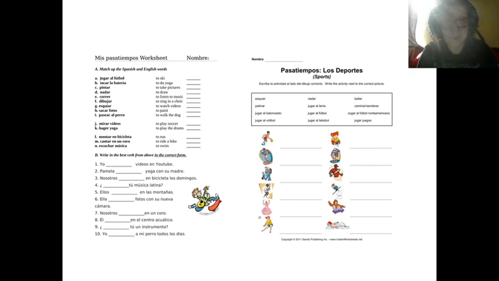Then we've got baseball, which is very much the same. Jugar juegos, which means literally to play games. Bailar, to dance. Nadar, to swim. I can't see all of those. Esquiar. Jugar a baloncesto. Sorry, I can't read that. Jugar a voleibol as well.